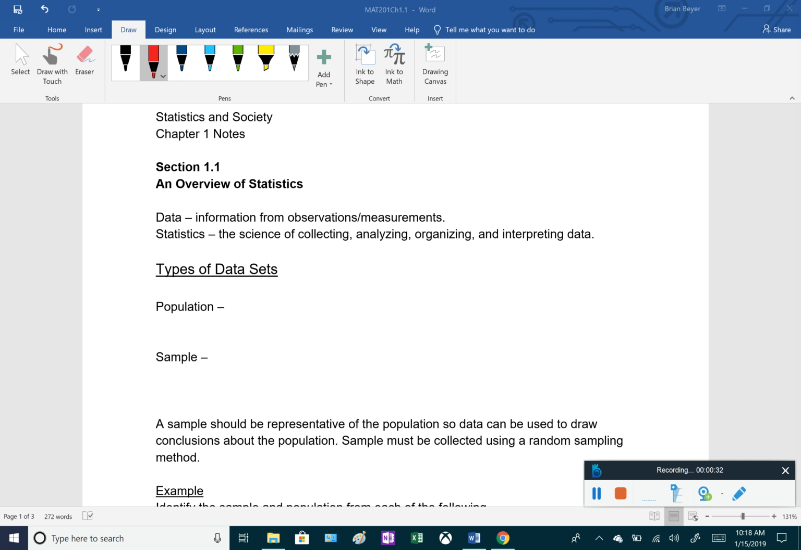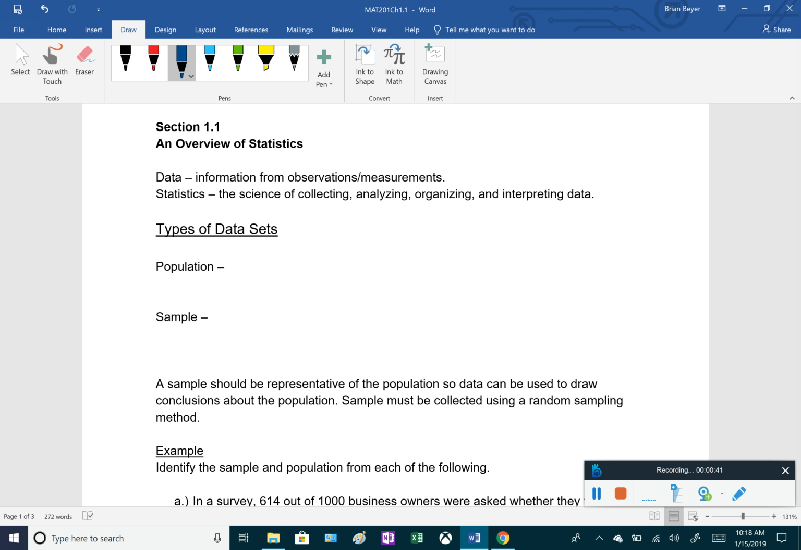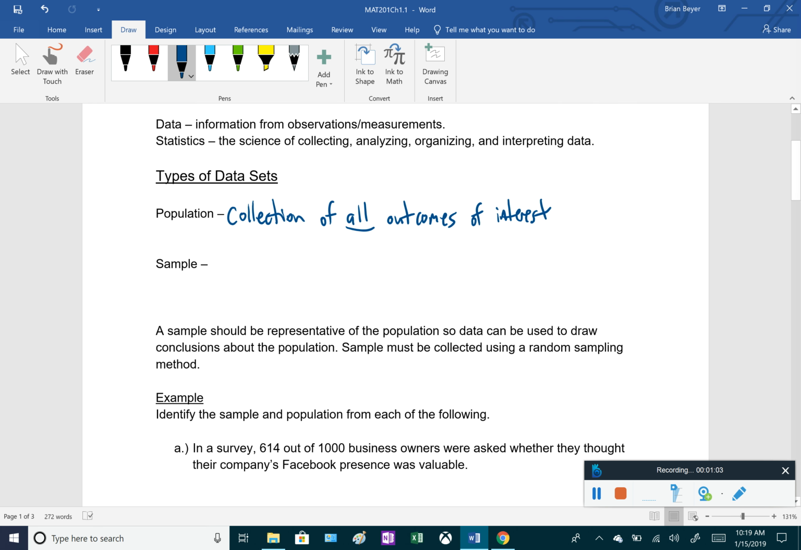So there's going to be two main types of data sets that we're going to be using. There's going to be population and sample. So for the definition of a population data set, it's going to be the collection of all outcomes of interest. So it's all outcomes of interest for whatever we are studying. And then a sample is going to be a subset. So a subset essentially is just a part, and it's going to be a part of the population.